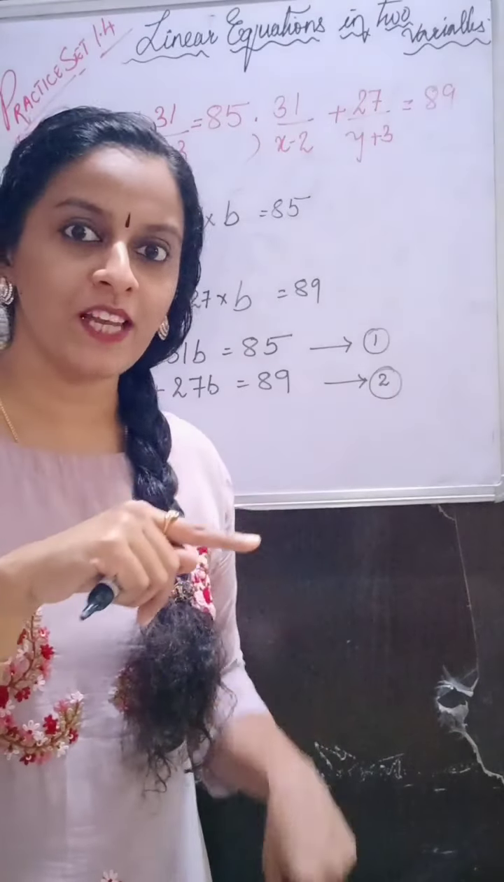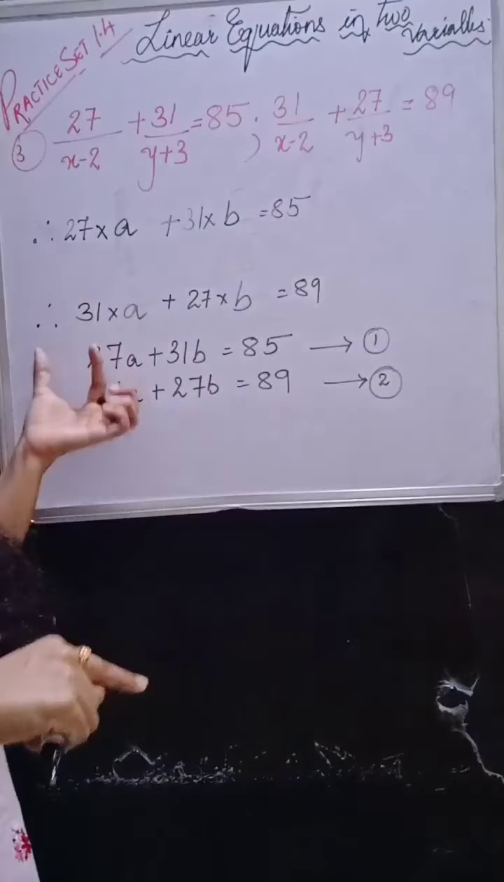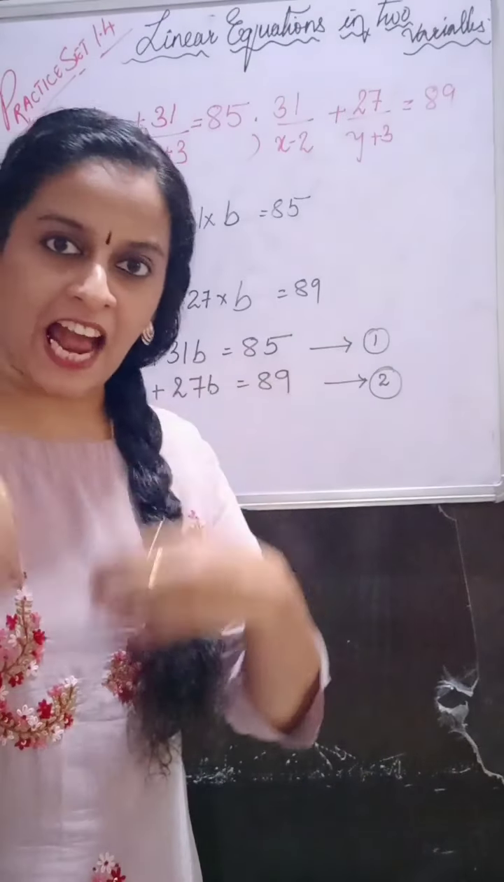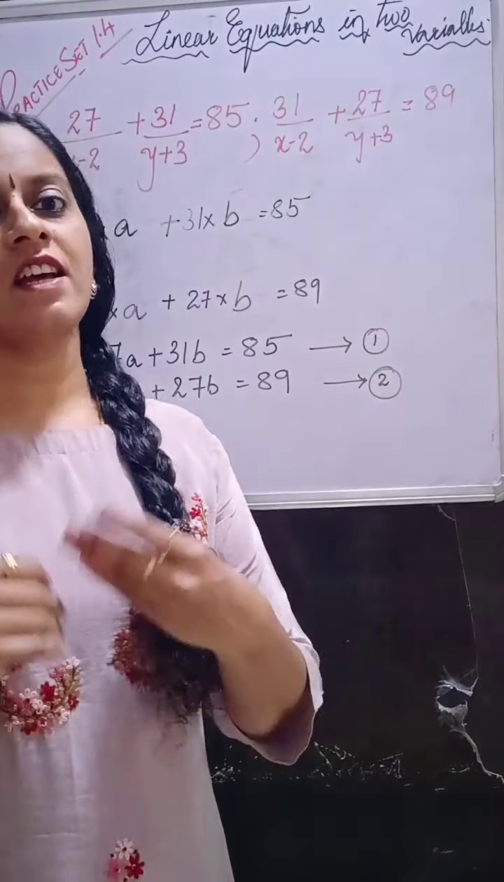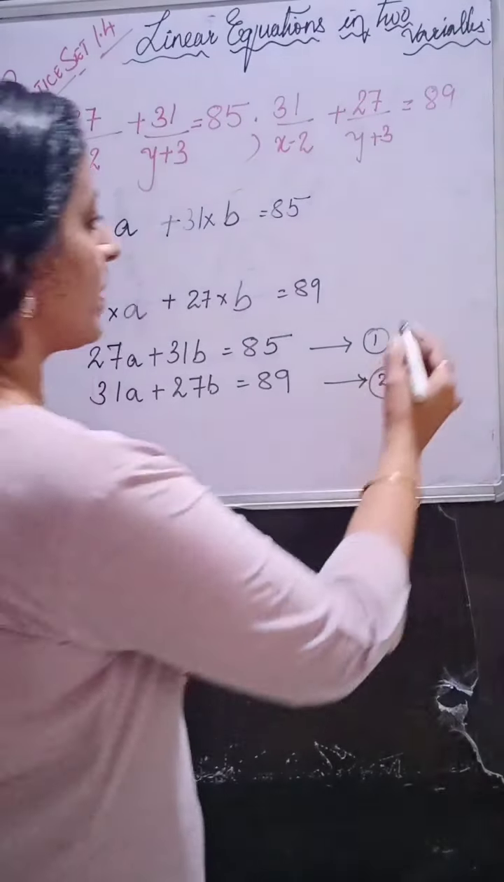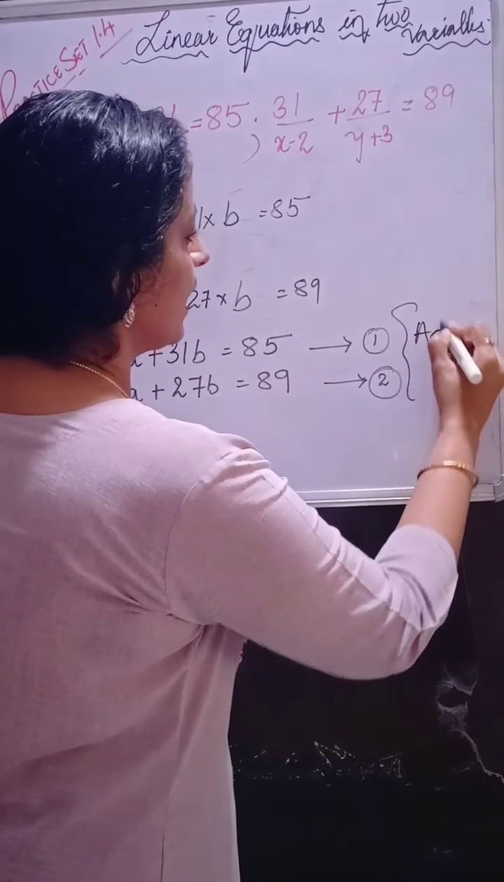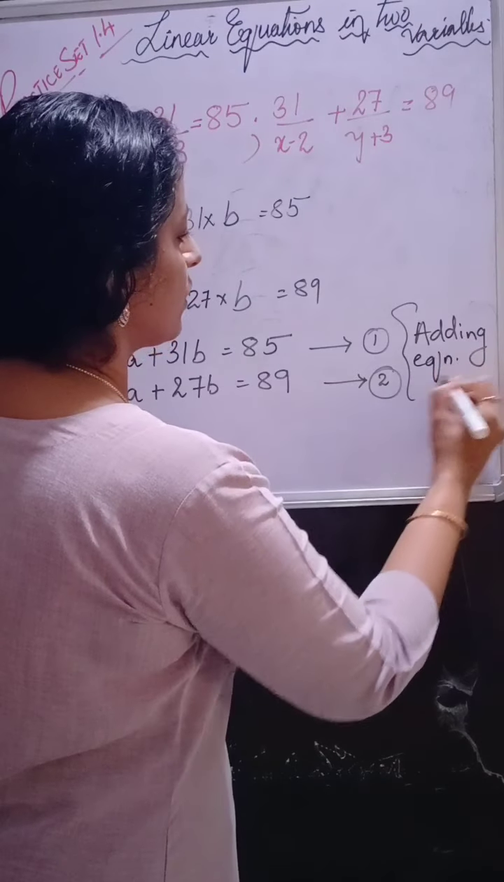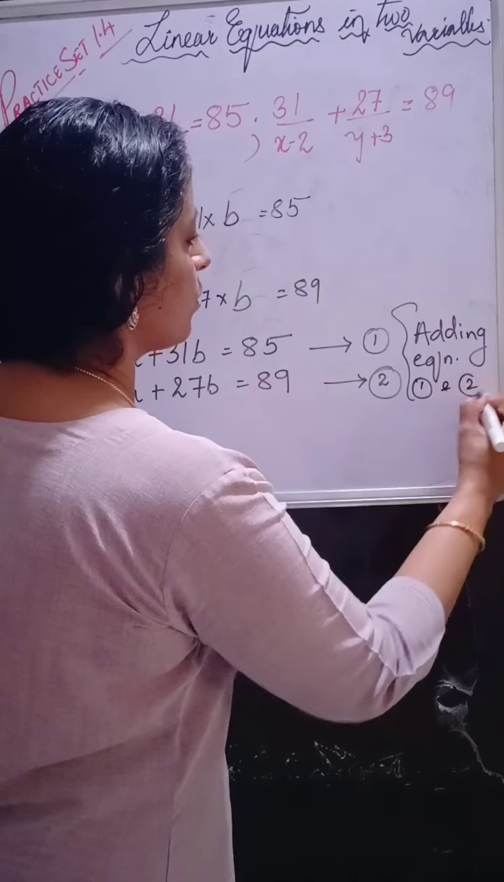Practice 1.1. So when you have the coefficients interchanged, which method are you going to use? First adding the equations and then subtracting the equations. So I will mention here, adding equation 1 and 2.